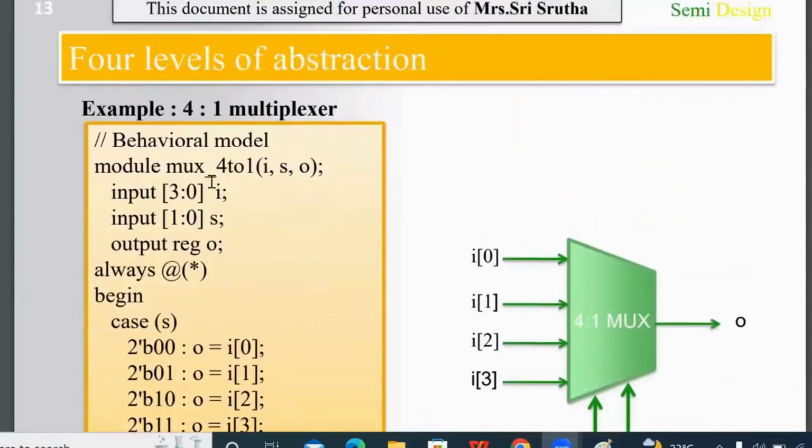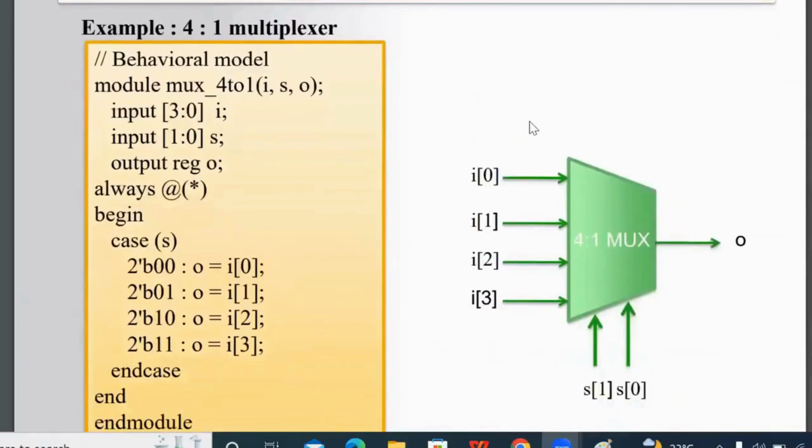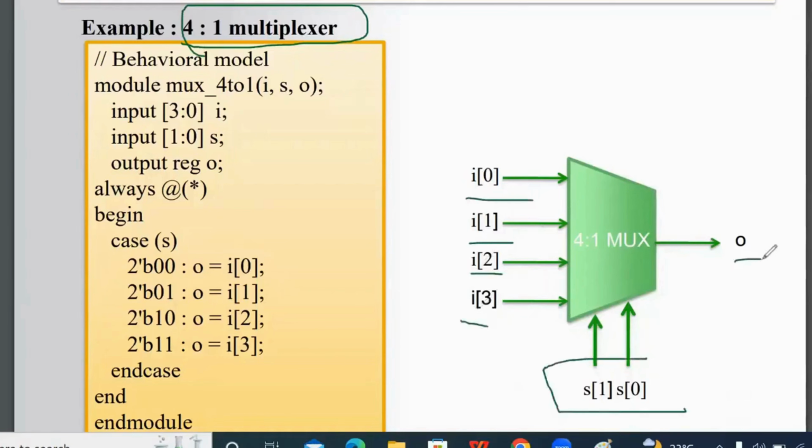And coming to the four levels of abstraction, how a circuit can be designed in four levels. Okay, we'll see here, for a 4x1 multiplexer. What are the inputs? I0, I1, I2, I3: four inputs and two selection lines, one output. Here is the module, the name of the module, and the inputs and outputs.